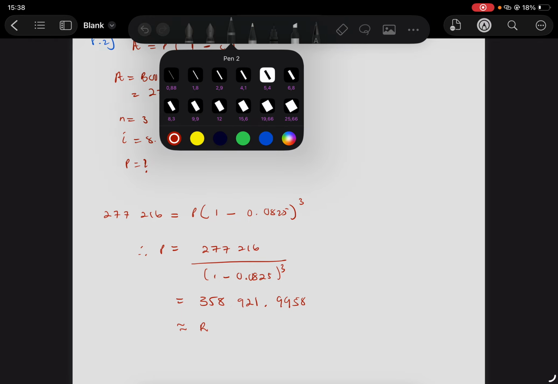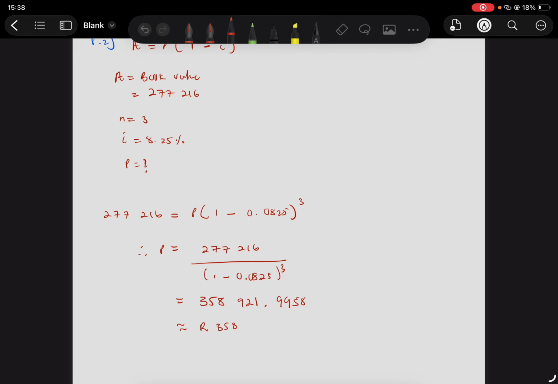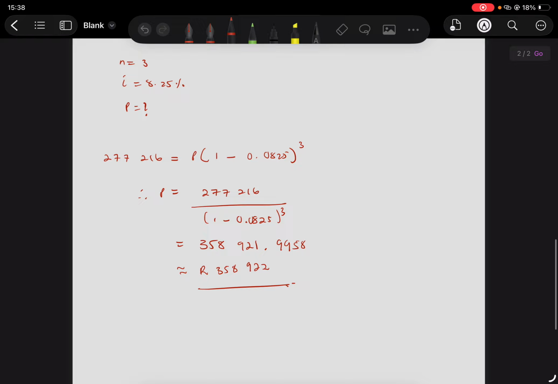The purchase price is 358,922. If you notice, your A is less than your P, so the book value is less than the purchase price, and that's what depreciation does. Depreciation decreases the value of your asset, so the answer is as what we would expect.